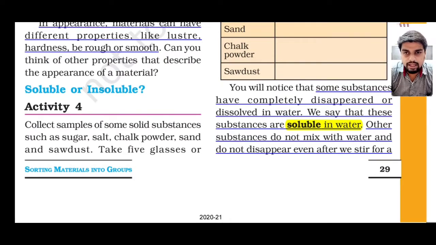Number one is appearance, how a particular object or material looks. Some of them are smooth, some are rough, some are dull, some are shiny.